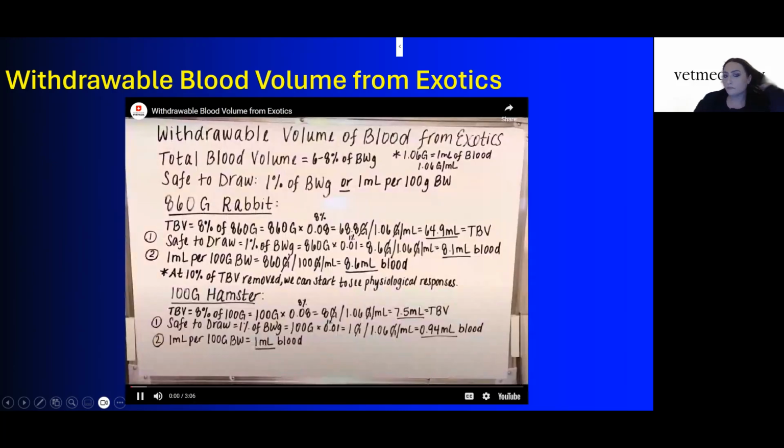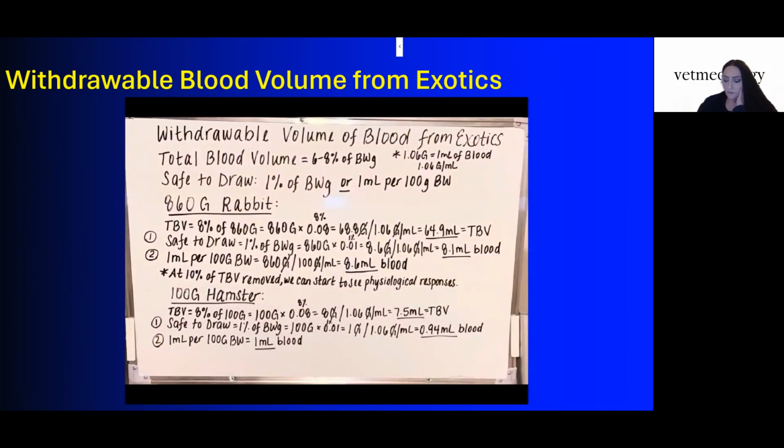We're going to be talking about withdrawable blood volume from exotics. Basically, total blood volume in exotics is about 6 to 8% of their body weight in grams. We do start to see physiological responses when 10% of their total blood volume is removed, so we want to stay in that 6 to 8% range at all times.